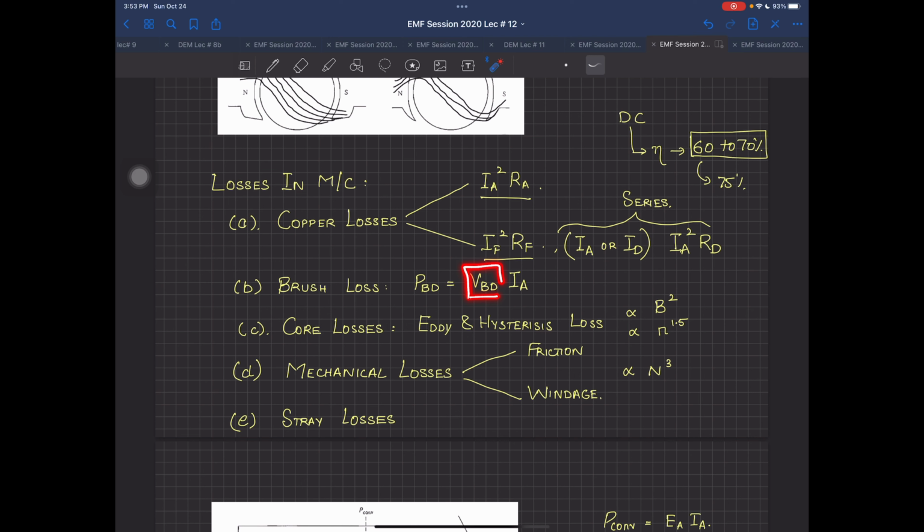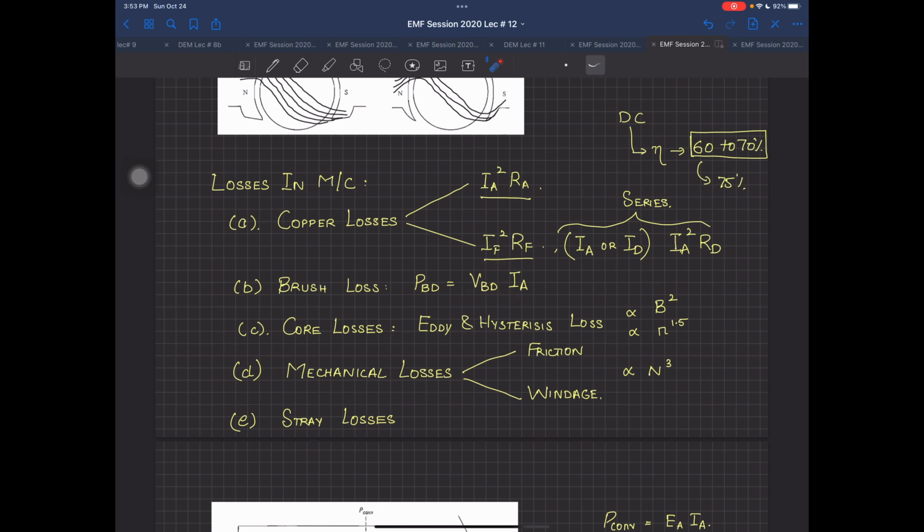This voltage drop is very significant if the load current is large. So this VBD is the brush voltage drop, and there is a current flowing through those carbon brushes. That current is the whole current in the machine. So there is always a brush loss, which we call P with subscript BD. So PBD is equal to VBD into Ia. This is the brush loss, dependent upon the brush voltage drop.